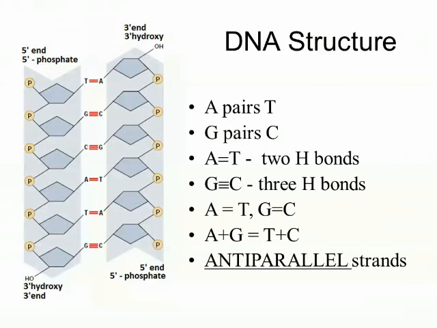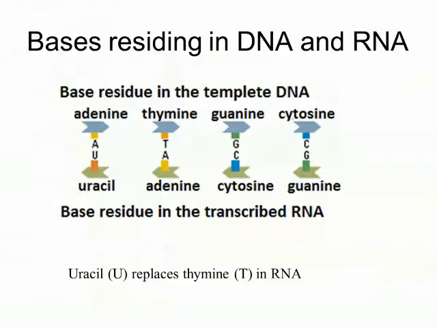This is again the same structure. The 5' end has a 5' phosphate and the 3' end has a 3' hydroxyl. So a new one ends up here, and on this strand the new one ends up to the top. So A pairs with the T and G pairs with the C, and they are antiparallel.